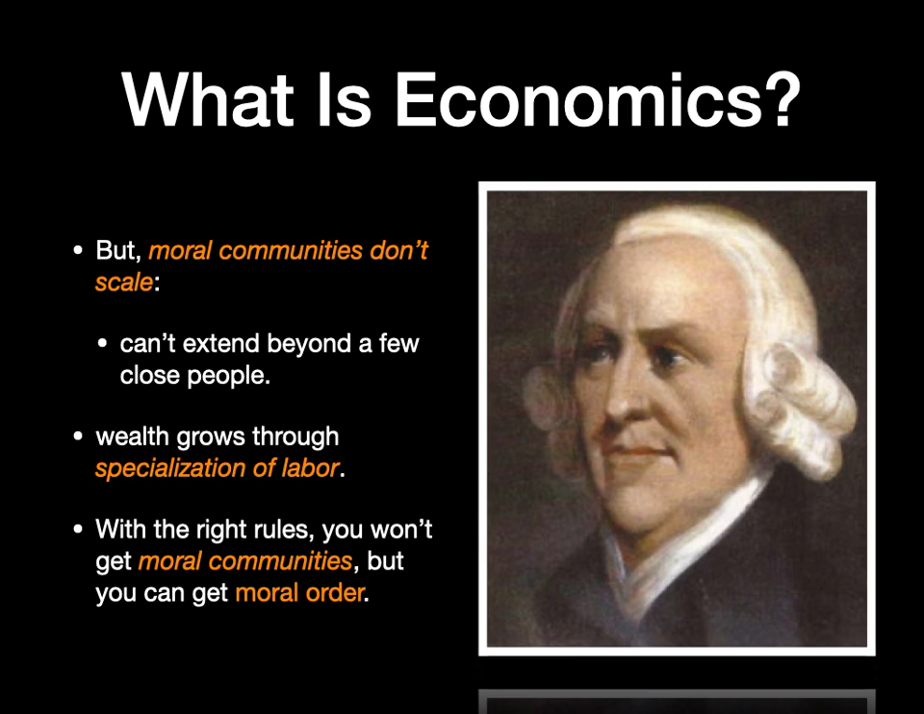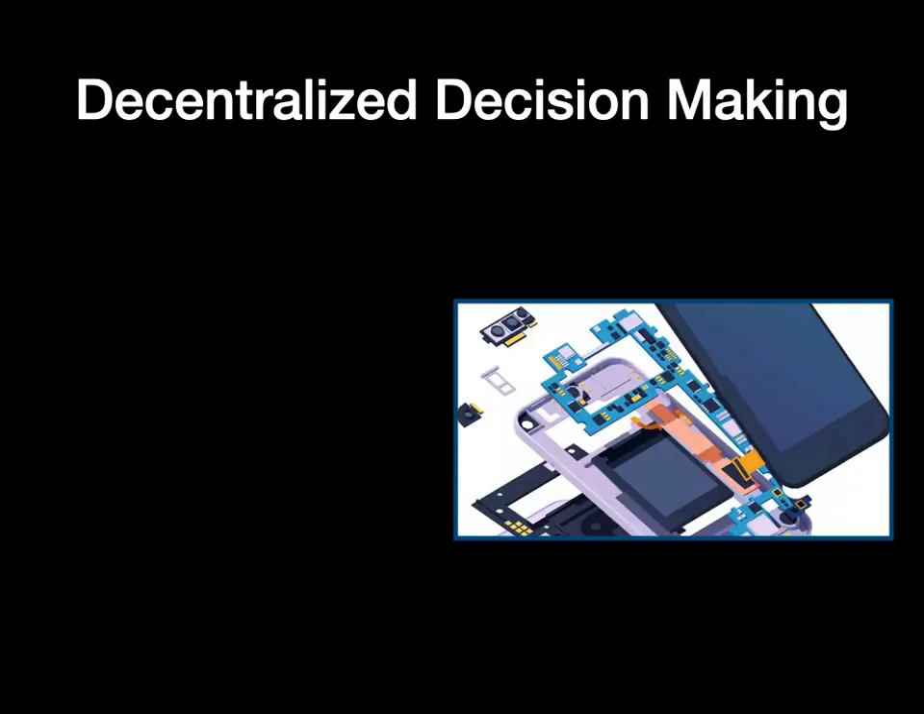But what he looked at is, since moral communities don't scale, we have to have something else. And so we end up with what's called a moral order. We can't extend those moral communities beyond a few people. My close family, my extended family, maybe my siblings, but it doesn't really operate beyond that. Wealth grows through a division of labor. We all specialize in doing a few things and trade with each other, and this is what develops into what we call a moral order, because now I enter into voluntary exchanges. But we still have to have those institutions like property rights, contract enforcement, rule of law, sound government in order for this moral community to work.